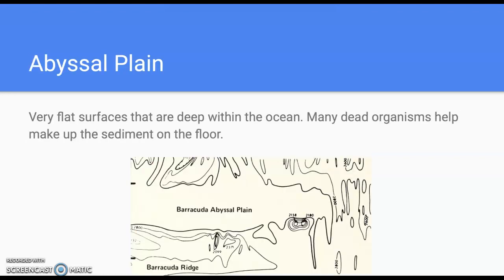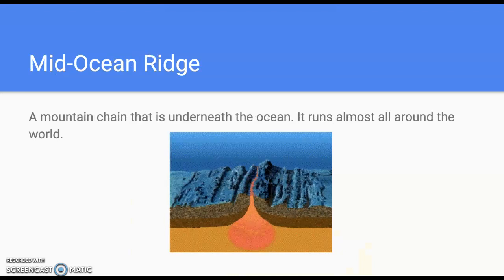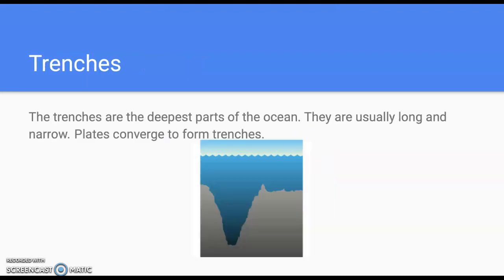An abyssal plain is a very flat surface that is deep within the ocean. Many dead organisms help make up the sediment on the floor. A mid-ocean ridge is a mountain chain underneath the ocean, and it runs almost all around the world.